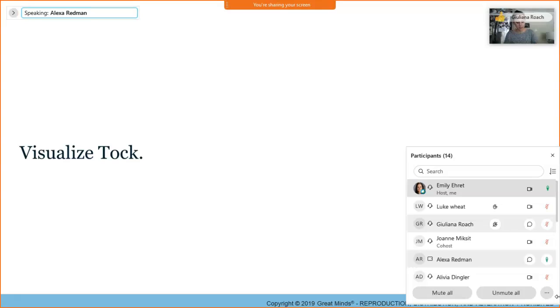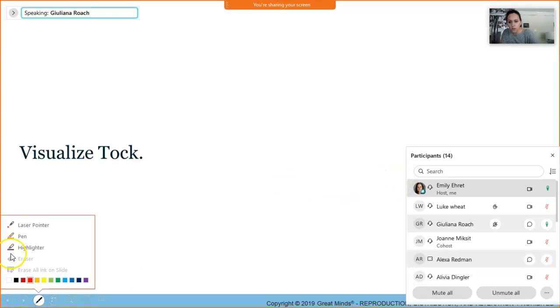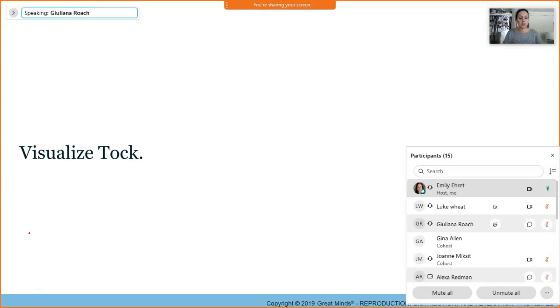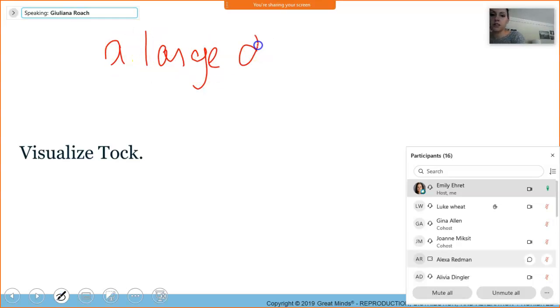So, Juliana, give me one thing to describe Tock. Milo's eyes opened wide, for there in front of him was a large dog with a perfectly normal head. Okay, pause there. Jules, I don't want you to read the whole thing back to me that I just read. I just want you to pick one thing out of there to describe Tock. Can you do that for me? A large dog. Yes, perfect. A large dog. Okay, what's the next thing that we can look at?